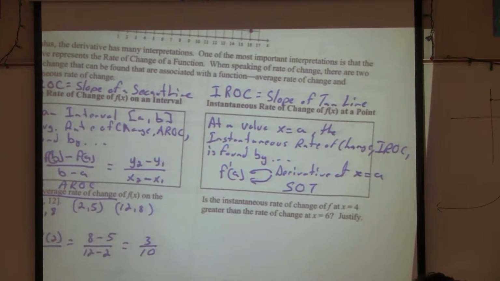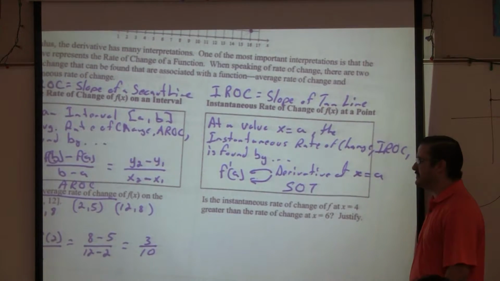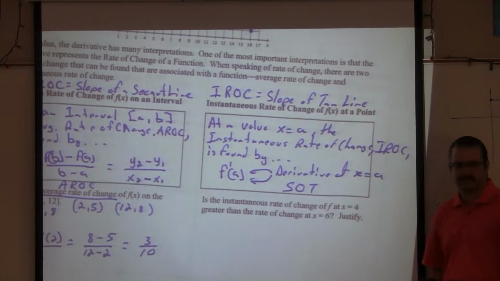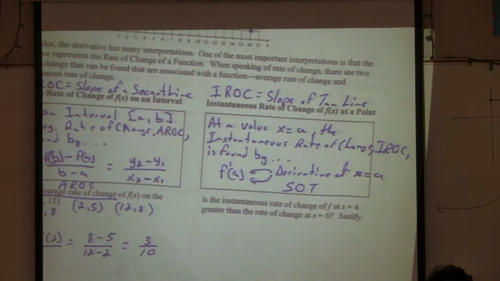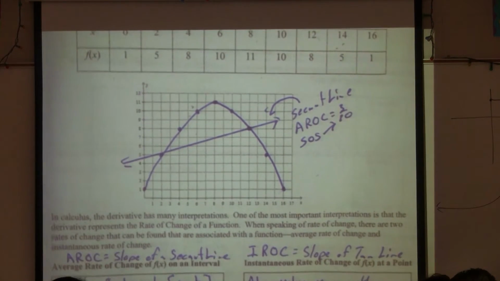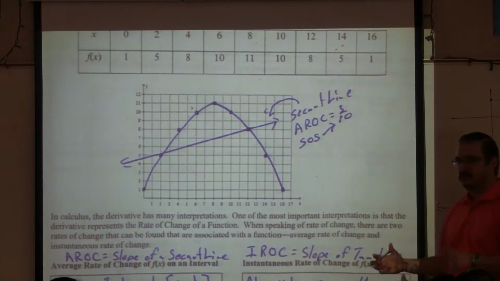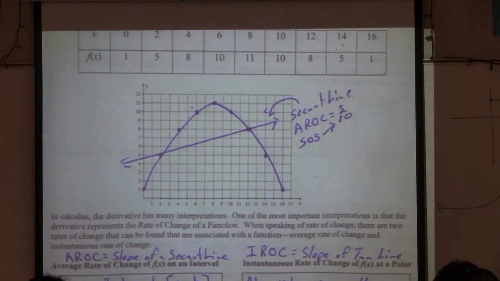Look at the next question. It says, is the instantaneous rate of change of f at 4 greater than the instantaneous rate of change at 6? Okay? So how could we figure that out? Find the derivative and plug in both, okay? So do we have a function to find the derivative of and plug in both? No. I don't wanna sit there and come up with a function for it. See which one's what, Robert? Steeper, okay, so the steeper the line, the greater the slope. Okay, cool. So let's check it out.